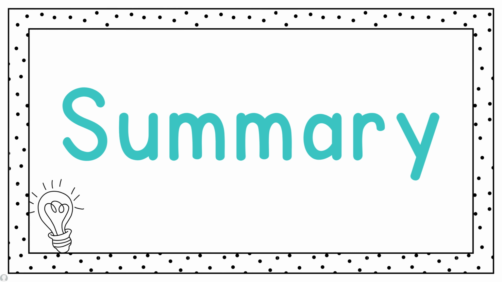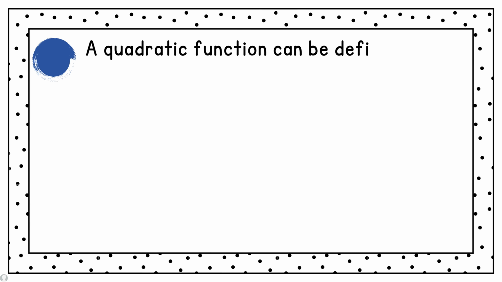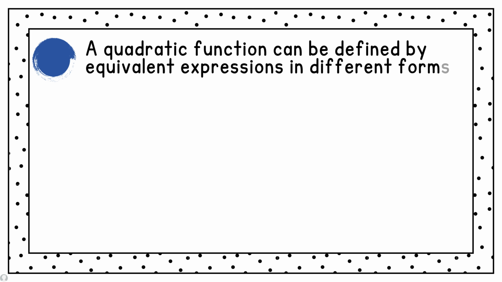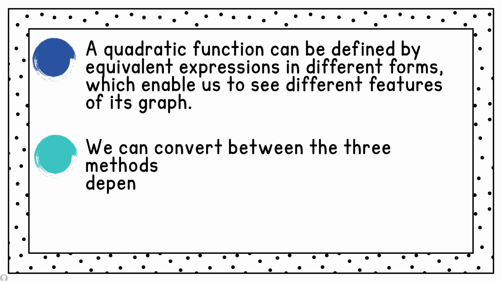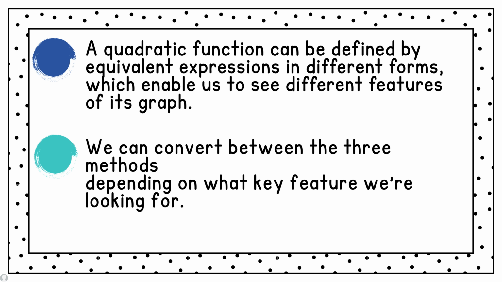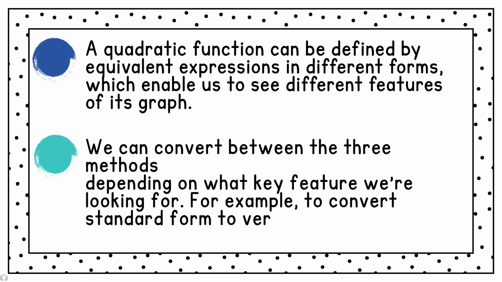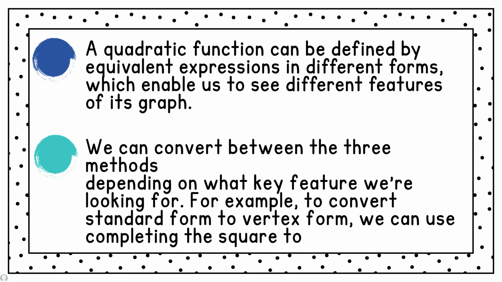Now let's summarize what we've learned. A quadratic function can be defined by equivalent expressions in different forms, which enables us to use different features of its graph. We can convert between the three methods depending on what key feature we're looking for. For example, to convert standard form to vertex form, we can use completing the square to create an equivalent equation.